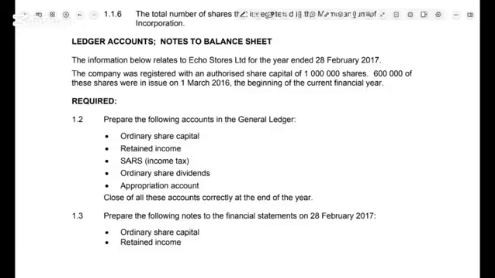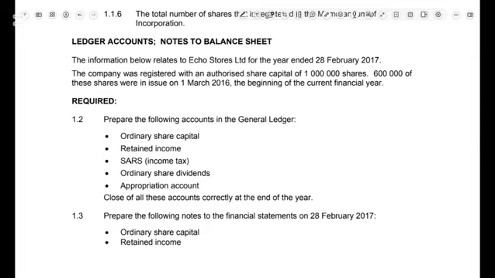Students struggle with this type of question because they focus a lot on their notes and all the other stuff, and they forget about their general ledger accounts, right? So a general ledger account is not hard, especially if you know your notes. If you know your notes, then you know your general ledger accounts, right? Because simply what is in your note will also be in your ledger account.